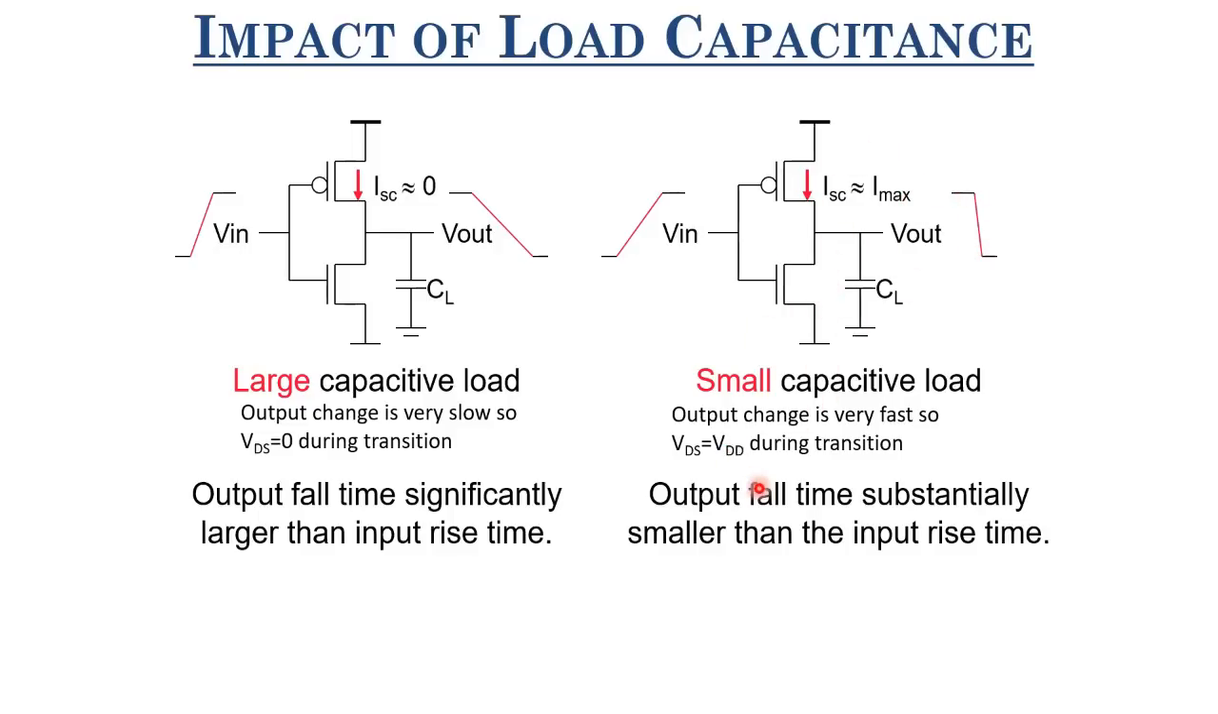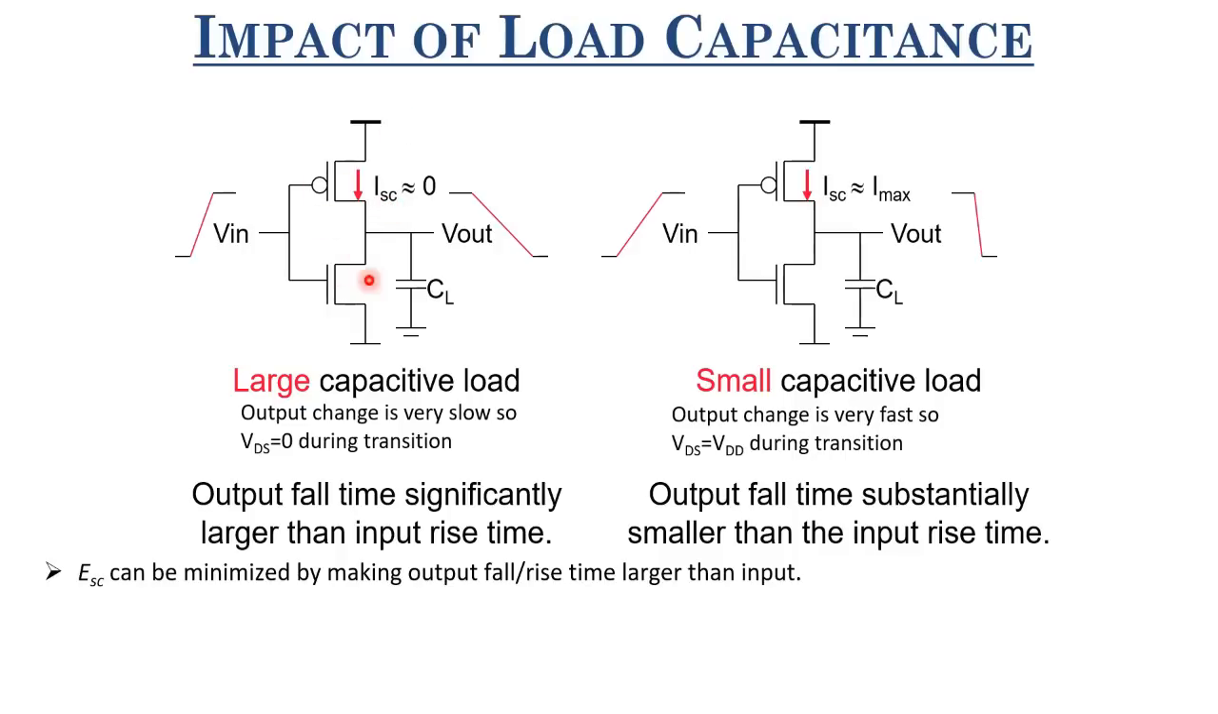So we arrive at this conclusion that the short circuit energy dissipation can be minimized by making output fall and rise times larger than the input rise and fall times. Why? Because in that case, the output doesn't react to this change in the input for some time, and as such, its VDS remains equal to 0, and one of the transistors remains at cutoff. So in that case, what happens? Short circuit current is minimal, or it's 0. So in that case, this power dissipation can be minimized.